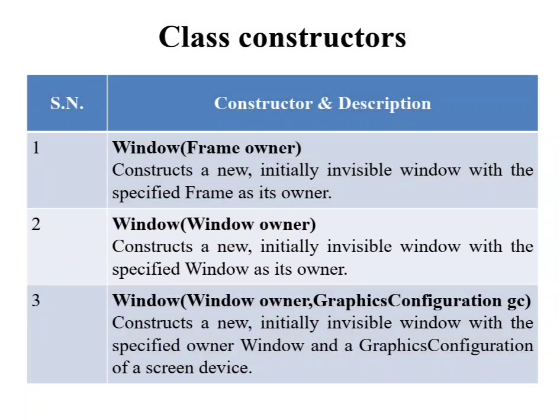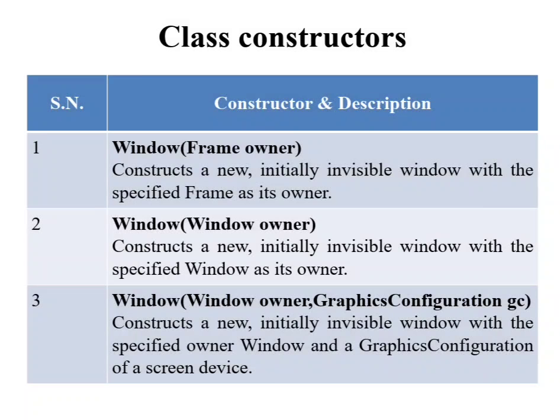The next one is the class constructors and descriptions in Window. First one is Window(Frame owner): construct a new initially invisible window with the specified frame as its owner. Next one is Window(Window owner): construct a new initially invisible window with the specified window as its owner. Third one is Window(Window owner, GraphicsConfiguration gc): construct a new initially invisible window with the specified owner window and a graphics configuration of a screen device.